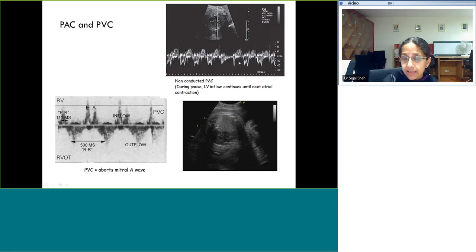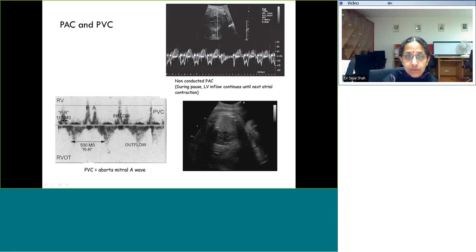So what is seen is a bradycardia because the premature atrial beat is not conducted. We can have a premature atrial beat which gets conducted. Then it's going to be a little shorter RR interval and a faster ventricular rate. So a premature atrial beat which is not conducted typically is seen in this way on Doppler.